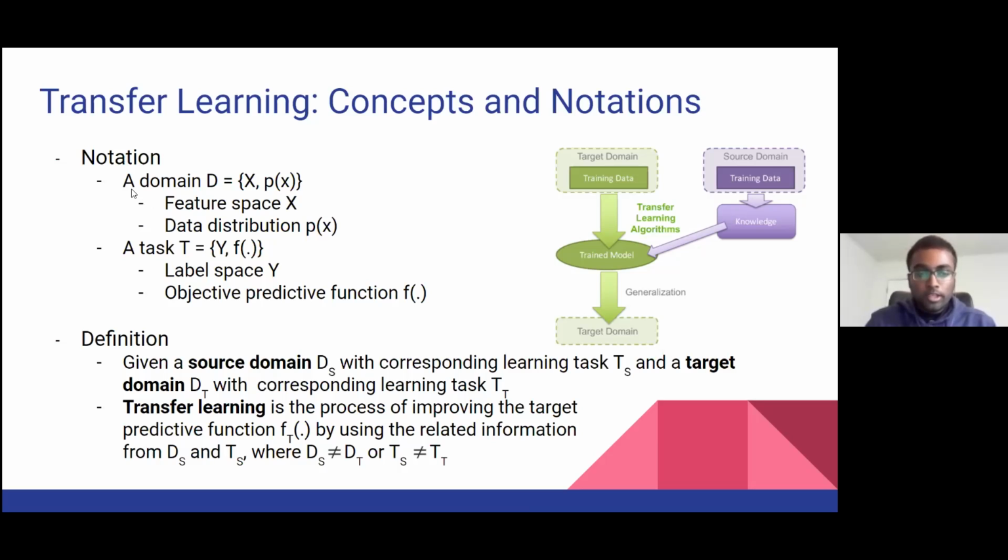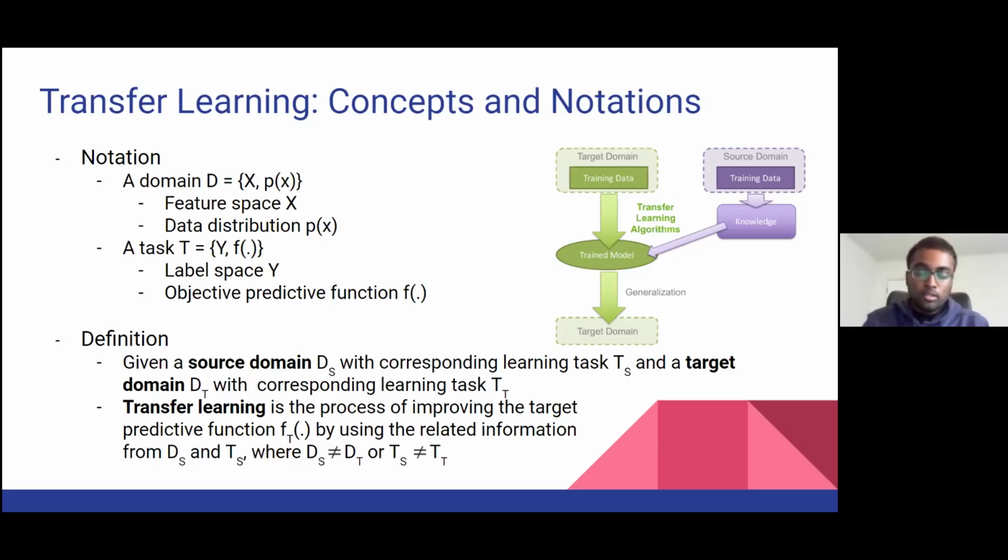So for transfer learning, there is always a domain and a task. The domain especially has a feature space and a data distribution. The feature space is essentially, let's take an example of image classification. We want to train a model to be able to, given an image, classify whether it's a dog or a cat. So over here in the domain, X would be, if our data set has a number of dog images and cat images, the feature space would be essentially the images of the data set.